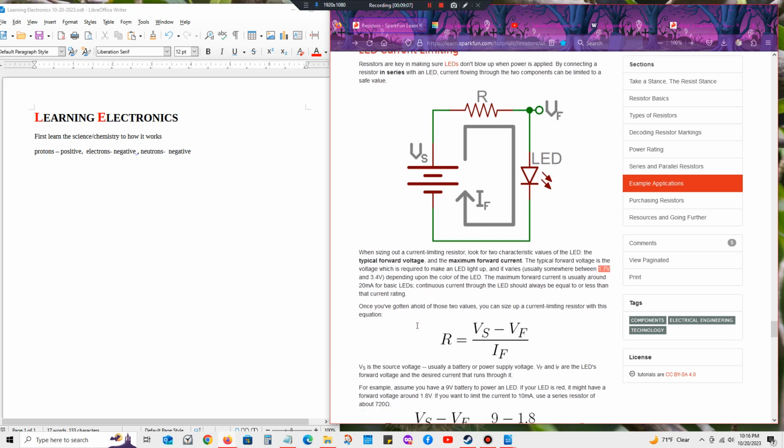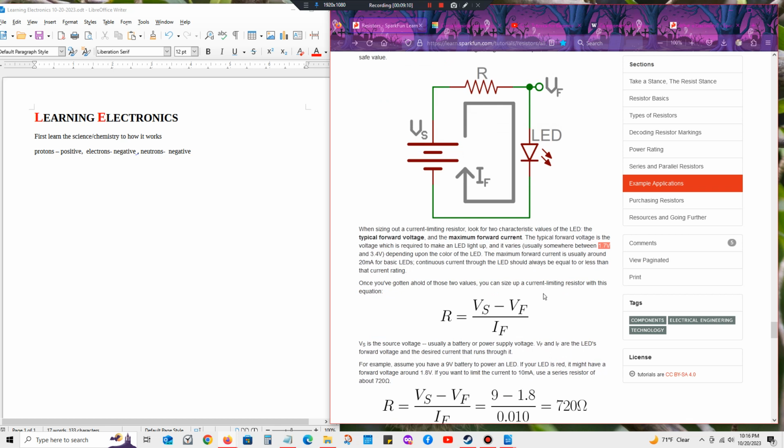So once you've gotten a hold of those two values, you can size up a current limiting resistor with this equation. Vs is the source voltage. S is for source and F stands for forward. So it's usually a battery or power supply. If you're using a 9-volt battery, VF and IF are the LED's forward voltage and the desired current that runs through it. F stands for forward. This is the source, which is the battery.